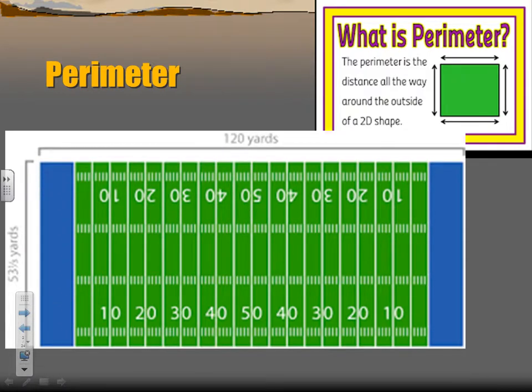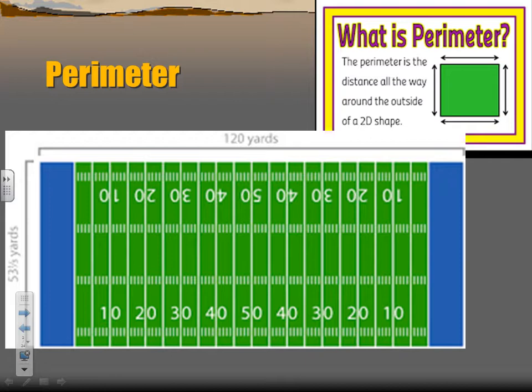Here's an example. If we take a football field, it is clearly a rectangle. We're saying that the length, the long side of a football field is 120 yards. Remember, the end zones each have 10 yards in them. And we're showing you the width as 53 1/3 yards. Might not have known that.